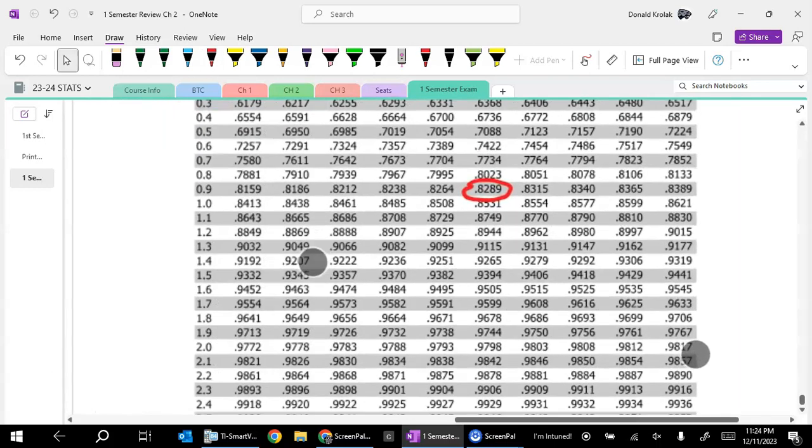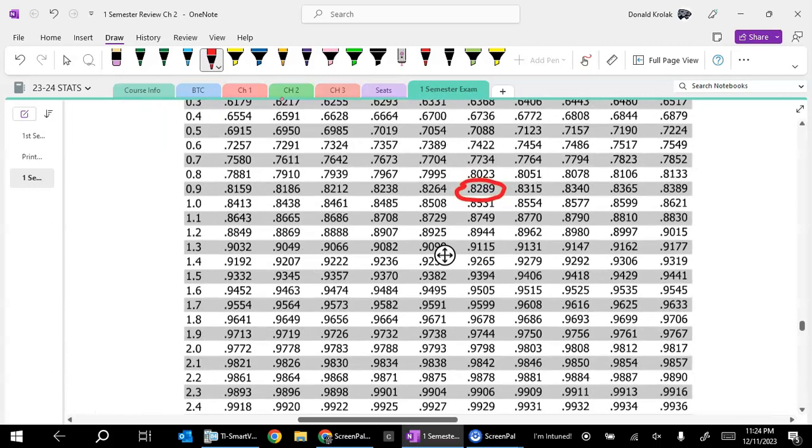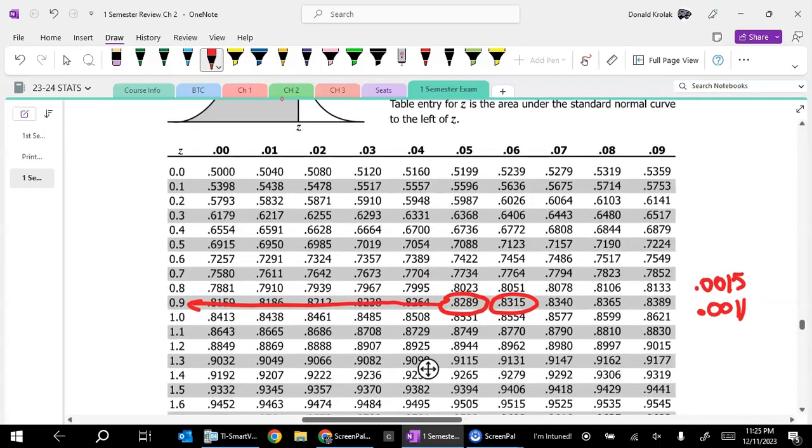Which looks to be about, let's see, this is 8389. That would be 11 away. And then you've got 8315, and that would be 15 away. So the 8289 is closer. So then the Z-score that goes with that would be 0.95.